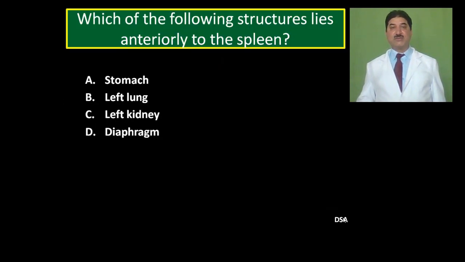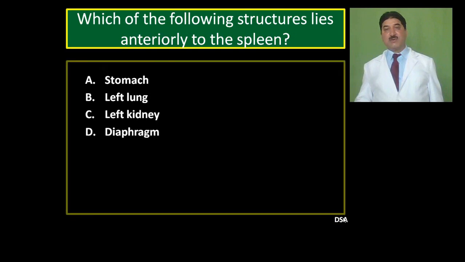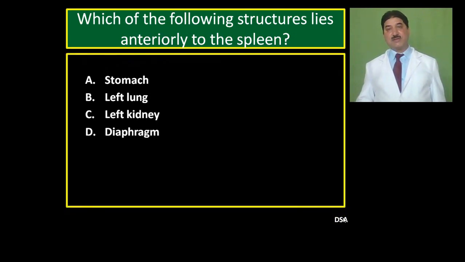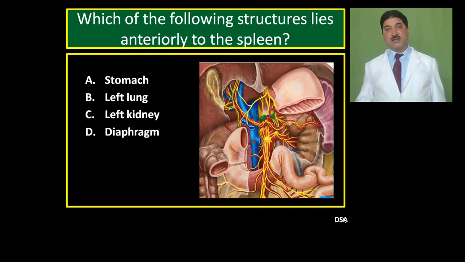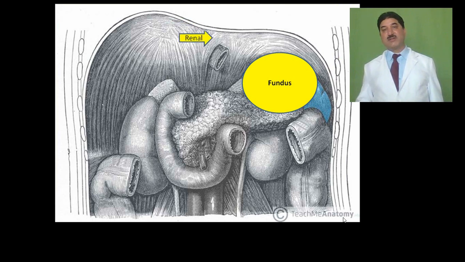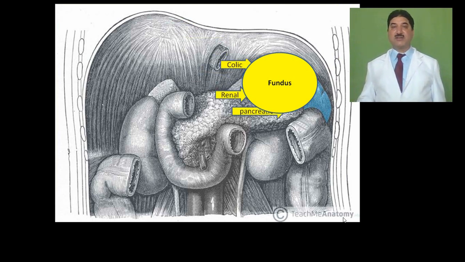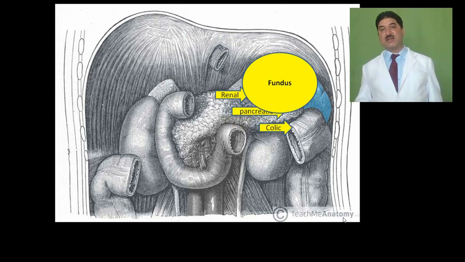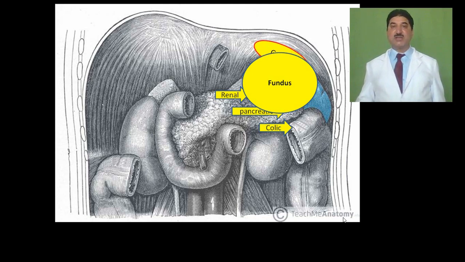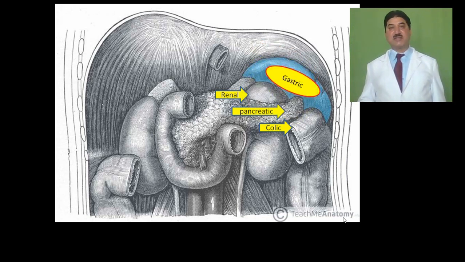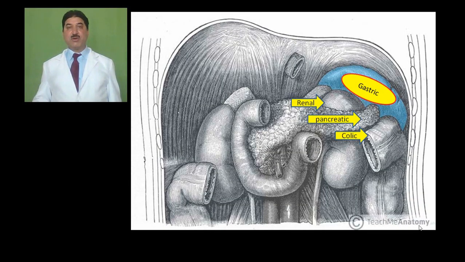Which of the following structures lies anterior to the spleen? Stomach, left lung, left kidney, diaphragm. Stomach is the correct option. As shown in this diagram, if we go to the relations of the spleen, the fundus of the stomach lies anteriorly. Other structures lie posterior to the fundus of the stomach. The other structures related to the spleen on the visceral surface are the kidney, pancreas, and colic impression. If we remove the fundus, we see the gastric impression above the intermediate border of the spleen on its visceral surface.